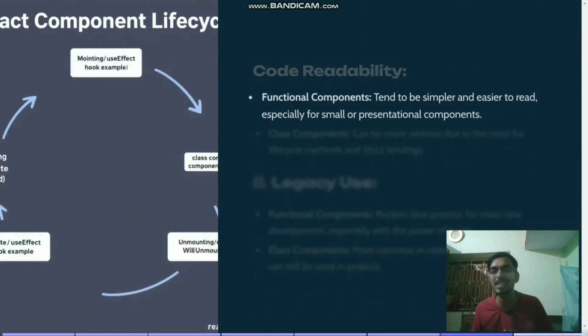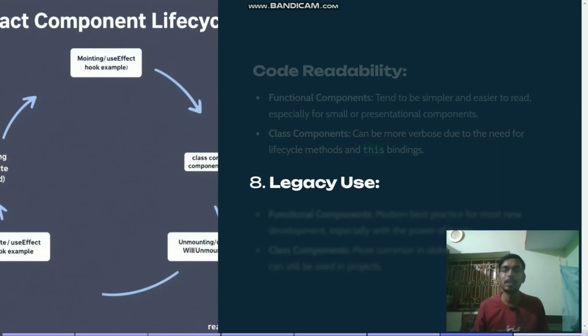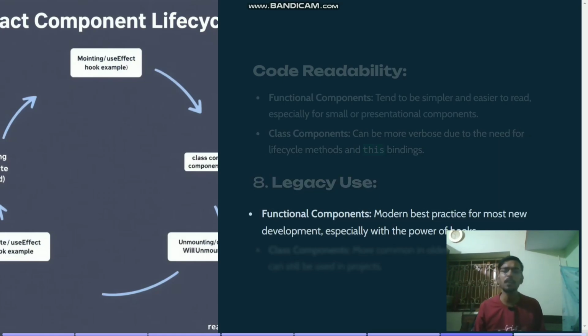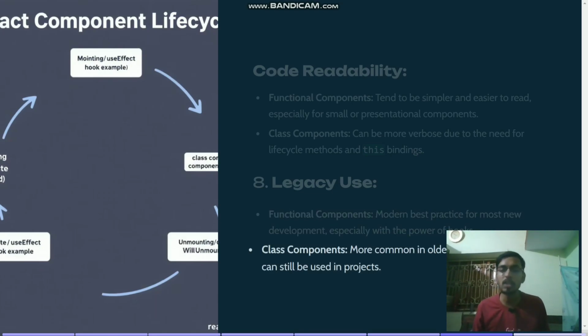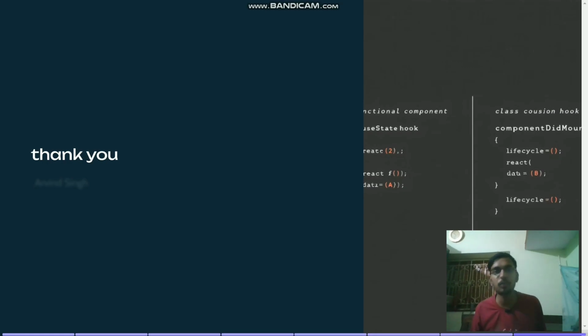The functional component tends to be simpler and easier to read, especially for smaller presentation components. Class components can be more verbose, due to the need for lifecycle methods and this binding. Functional components are modern best practice for most new development, especially with the power of hooks, because hooks changed everything in React. Class components are more common in older React code bases, and can still be used in projects, but they are much more complex.